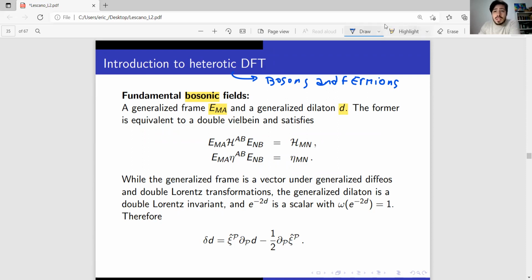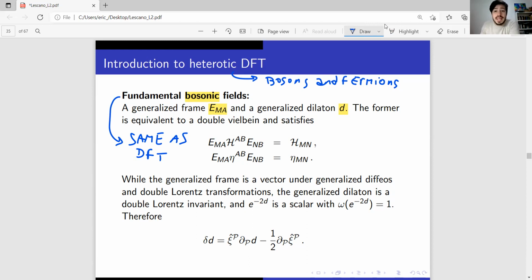So this is very, very important, because the fundamental fields are exactly the same as in DFT. In DFT, we have a generalized metric and a generalized dilaton. Here we have a generalized frame and a generalized dilaton, but the same means that we do not have a gauge field. We do not have a generalization of the A field, the extra massless field for the heterotic.